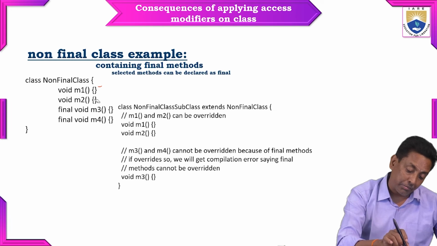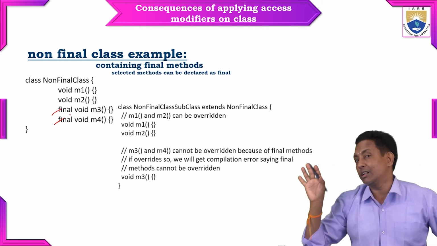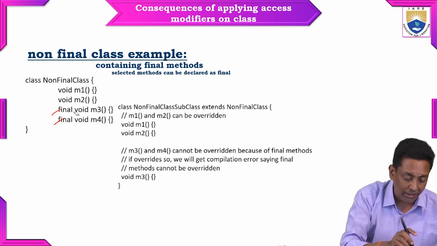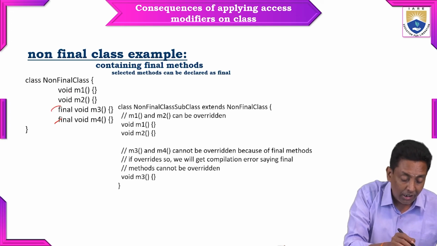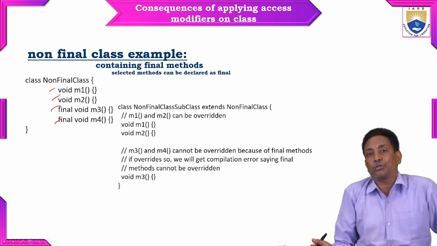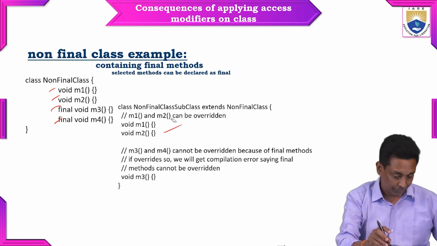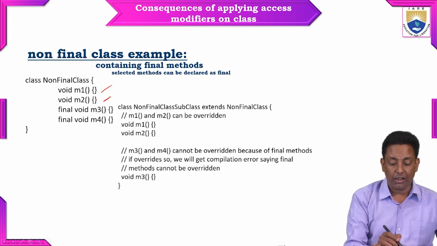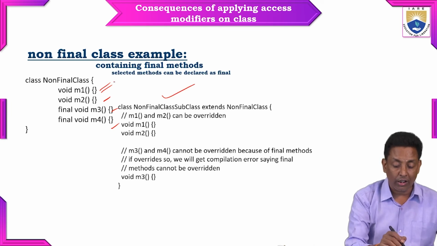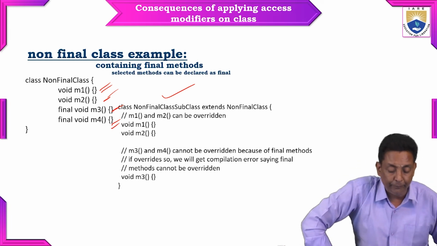I'm providing some method implementations in my class whose implementations I do not want to be rewritten or overridden in subclasses, so they are declared as final methods. The other two methods, M1 and M2, are normal methods, so they can be overridden in a subclass. Here we declare two methods as non-final, and two methods as final. The subclass can override these two methods, but cannot override these two because they are final methods.